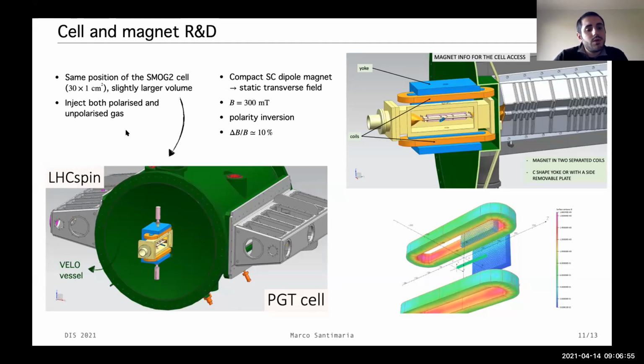As I mentioned, this will allow us to inject both polarized and unpolarized gas. On the right side, you can see some developments on this compact superconductive dipole magnet we are developing just on top of the cell. This will provide a static transverse field, in this direction, with an intensity of 0.3 Tesla, the possibility to invert the polarity, of course, and a homogeneity of around 10%, which we found suitable for the LHC environment.